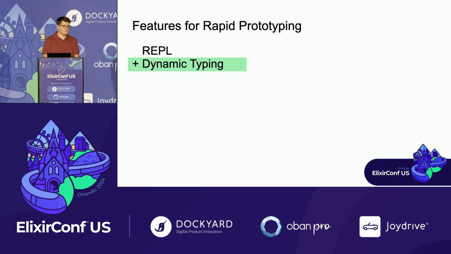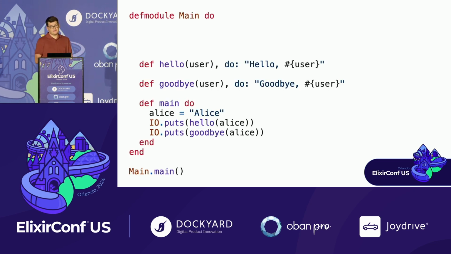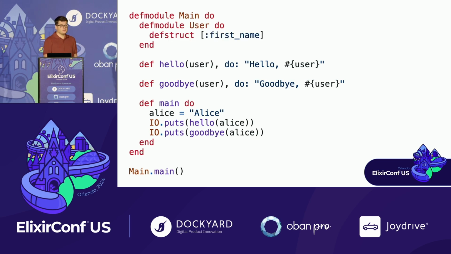All right, so next up, dynamic typing. Here is a simple program. We have hello and goodbye functions. They take strings, so we have a main function. And let's make a change to this program. So let's add a user struct with a first name field. And let's change our program.